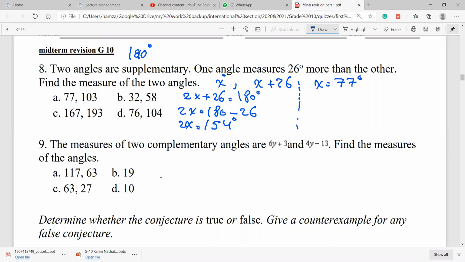The first angle is what? 77 degrees. The second angle is more than it by 26. The first angle is x, which is 77, and the second one will be what? Just add 26. So x plus 26 will be 77 plus 26. So it will be 103 degrees. So the two angles, one of them is 77 and 103 what? 103 degrees.